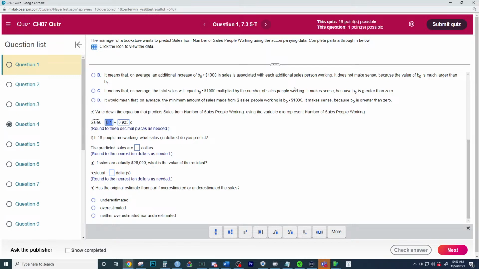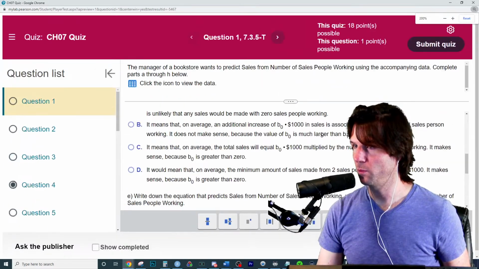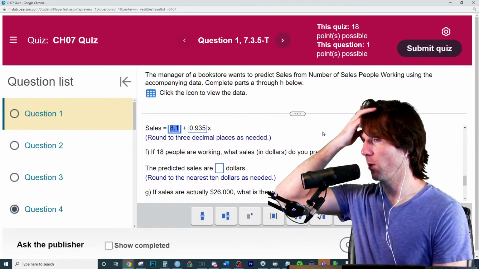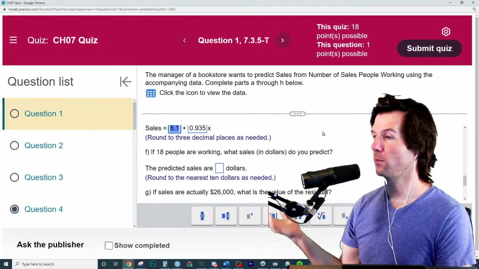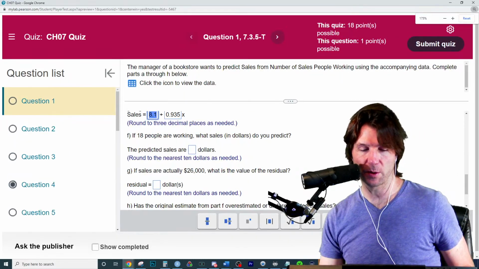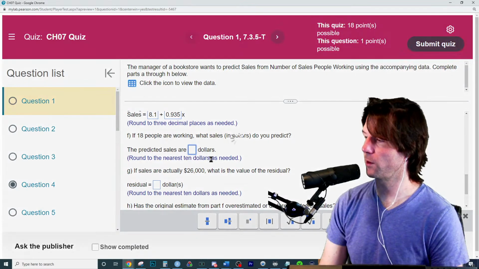It's a really great question. For 18 people working, what is the prediction? How do you make predictions with your model? And it wants it actually in dollars, it looks like. So we actually are going to convert this by multiplying by 1,000.